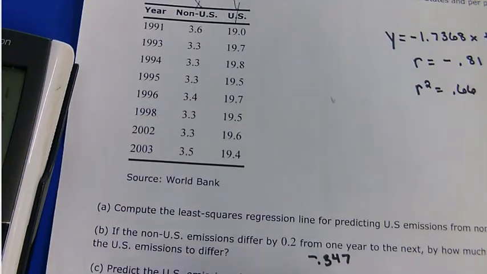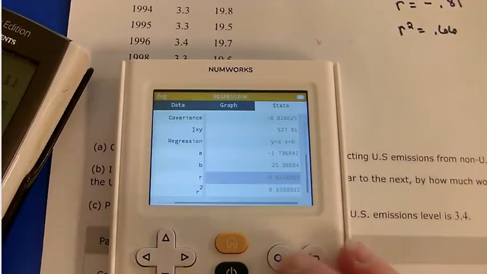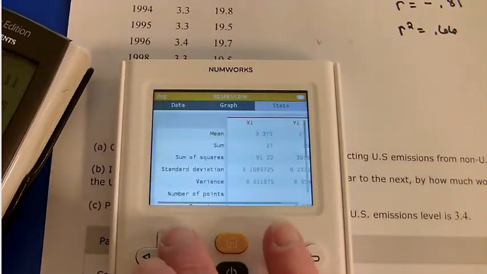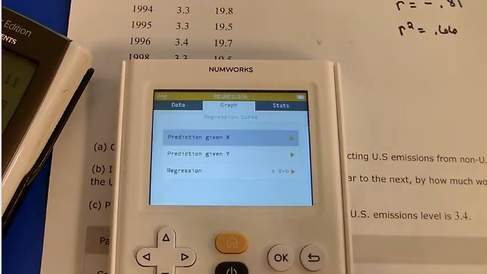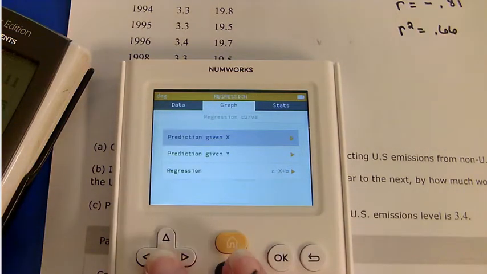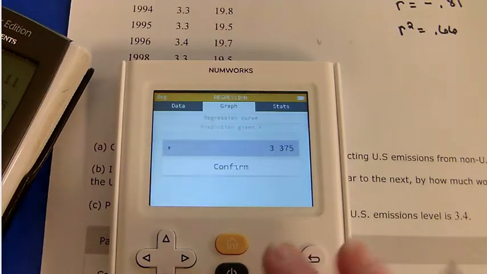Predict the U.S. emissions when the non-U.S. is at 3.4. To make a prediction with this calculator, it's really nice. I can go back to the graph. So if I go back to the graph, this is what's really neat about this calculator. If I press OK in the graph, it asks, do I want to make a prediction given the X or given the Y? So I'm going to click OK there.